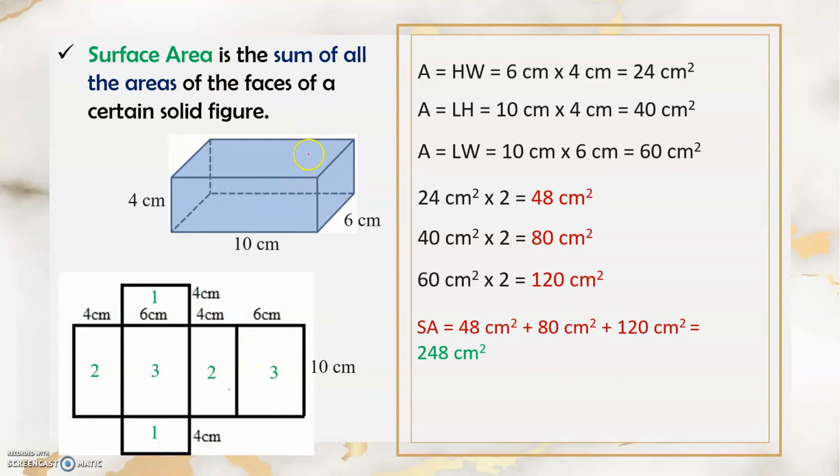And once you add all those areas, you'll be able to find the surface area of our prism. Okay, and that will give us 248 square centimeters.